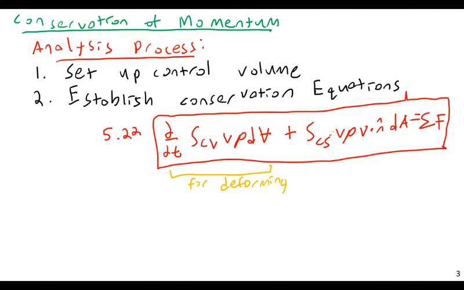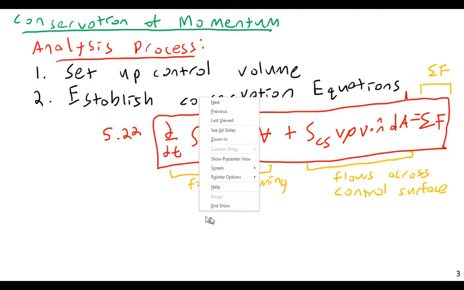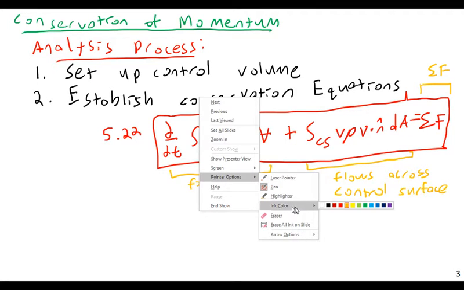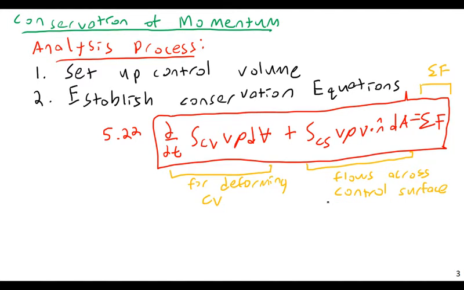We can look at that. Deforming control volume, and this one is for flows across the control surface. And then this is of course just the sum of forces. This has a very Newton's second law appearance to it. So yes, it may seem odd that there are two v's in there, but believe it or not, it actually does make sense.